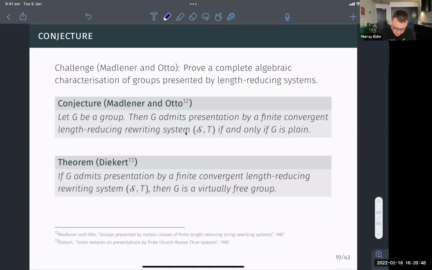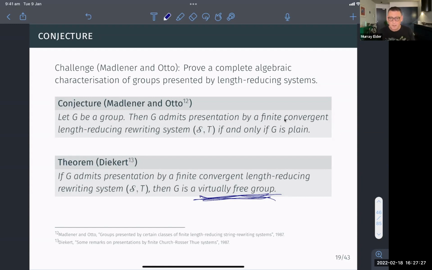So around the same time as this conjecture, Volker Diekert proved that if you admit finite convergent length reducing rewriting system presentation, then you're in the class of virtually free. And the proof is that he describes the context-free grammar for the word problem from the rewriting system. So we know that the conjecture is almost there already because we're at least in a virtually free group. What we need to show is that you're plane.